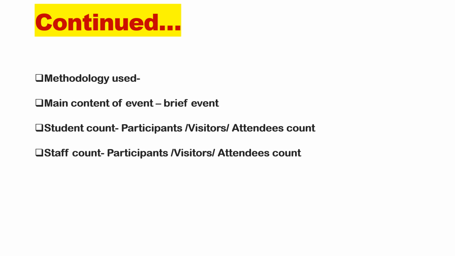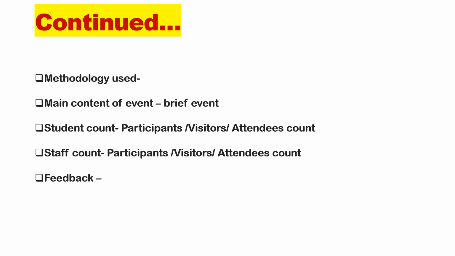If they have only visited the event or activity, then they are called visitors. And if they have attended the activity passively, they are only attending the activity, then they are called attendees of the activity. So by considering these three types, it is necessary to mention the student count and staff count of the activity or event.